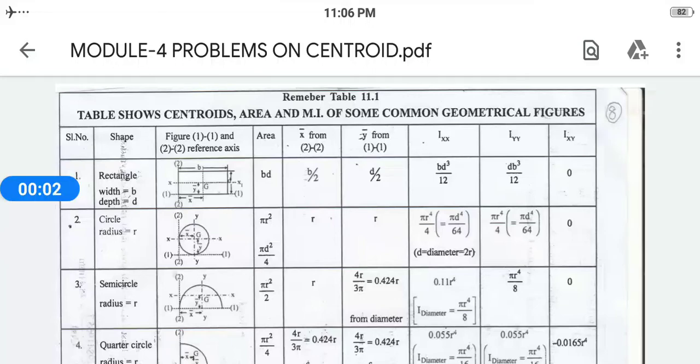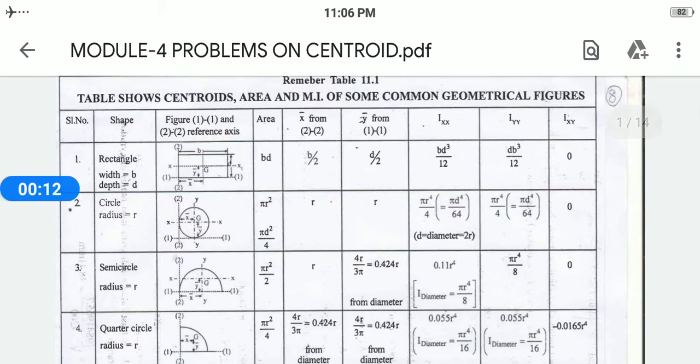Students, in this class we are going to see problems on the centroid of complex shapes. Last class we found the centroid using simple shapes, that is circular, triangular, parabolic, semicircle, all the common shapes. But now we are going to do it for complex systems, which consist of different types of shapes together. For that we need to know some basics.